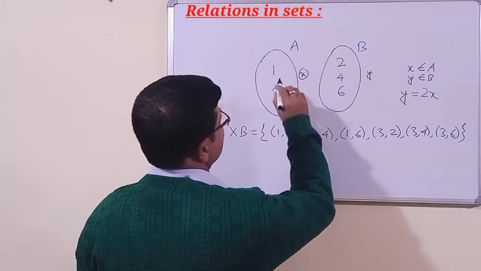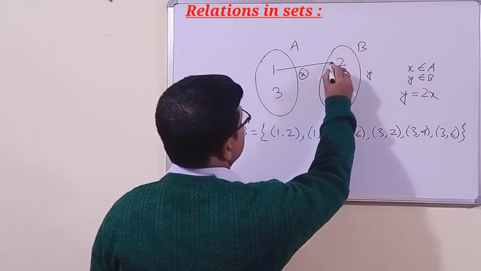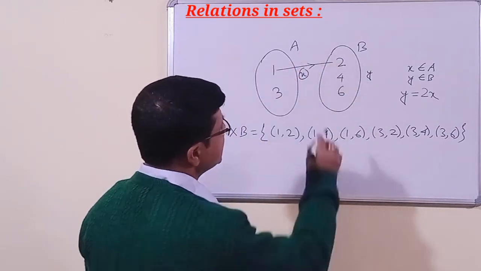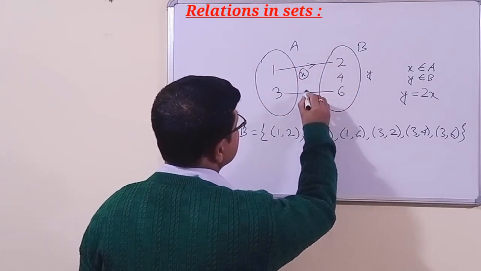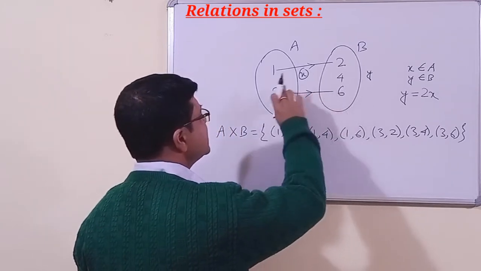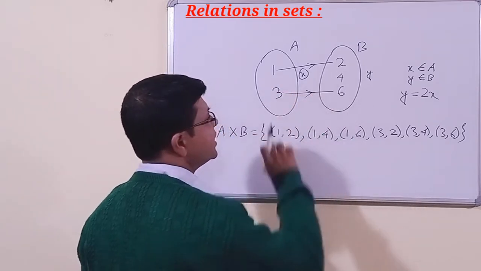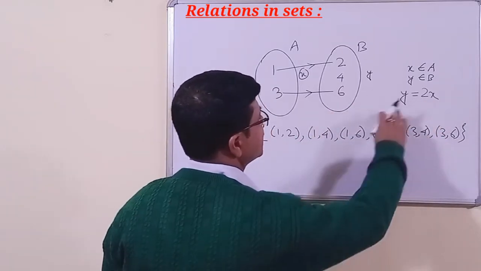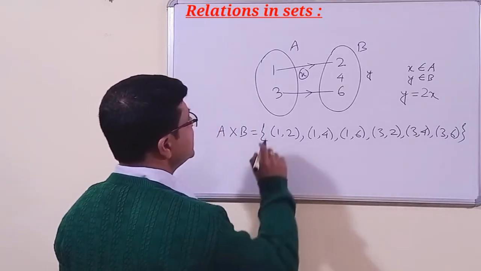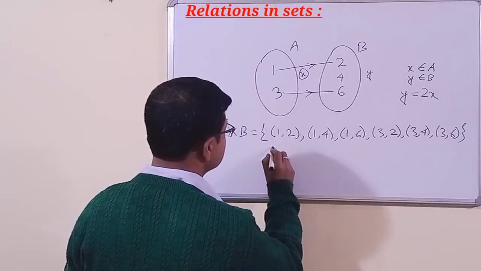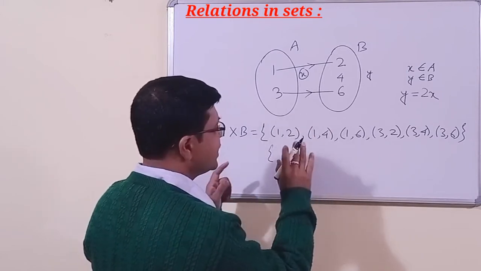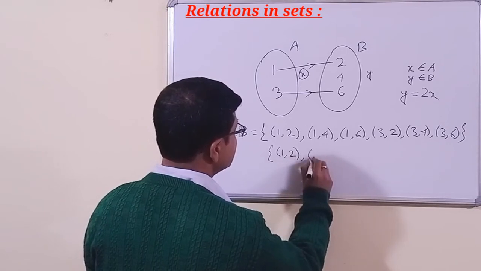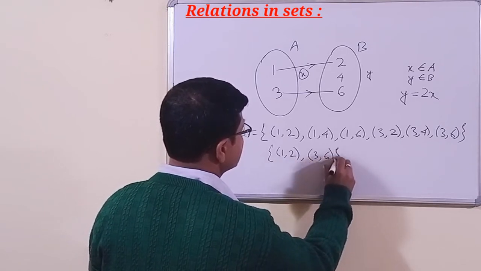Let us take 1, which is related with 2. How? 2 is double of 1. Then there is a relation between 3 and 6 because 6 is double of 3. 4 is not related in this manner. So if we want to make a pair of this and make a set of these pairs, 1 is related to 2, 3 is related to 6.